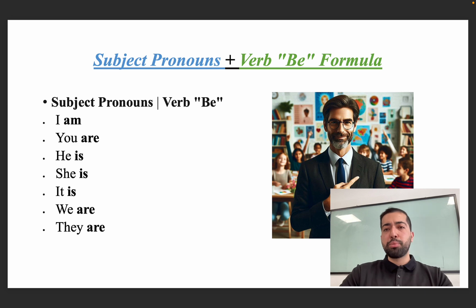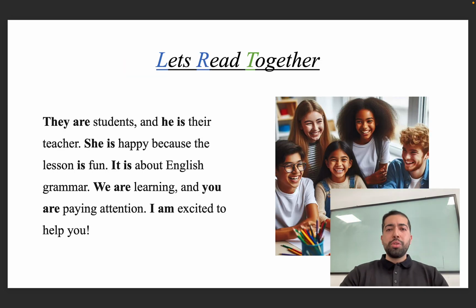Now let's see subject pronouns and the verb be in the present tense combined with each other. As you can see here, for I, we use am. I am. For you, we use are. You are, which is going to be singular or plural, it doesn't matter. He is. She is. It is. We are. They are.